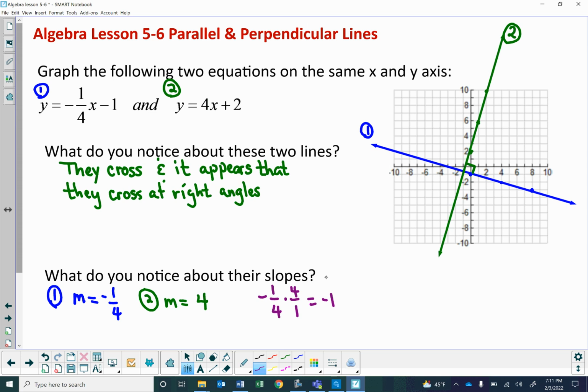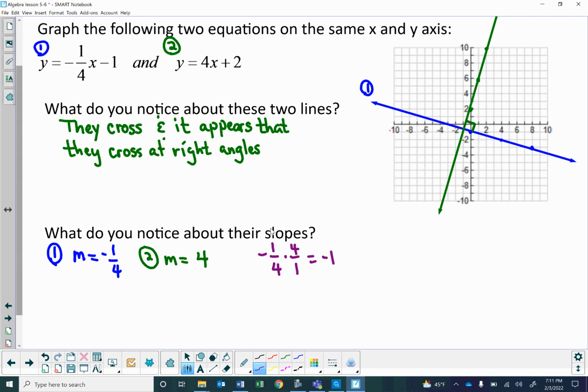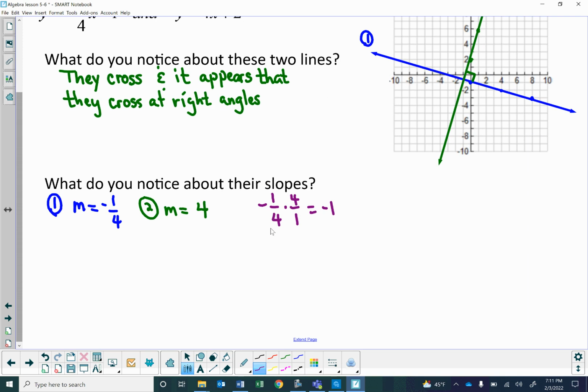which means these are negative reciprocal slopes or opposite reciprocal slopes, which means that their slopes are opposite reciprocals. I probably will refer to it as negative reciprocals more often than opposite reciprocals, but I think most people understand opposite reciprocals a little bit better.